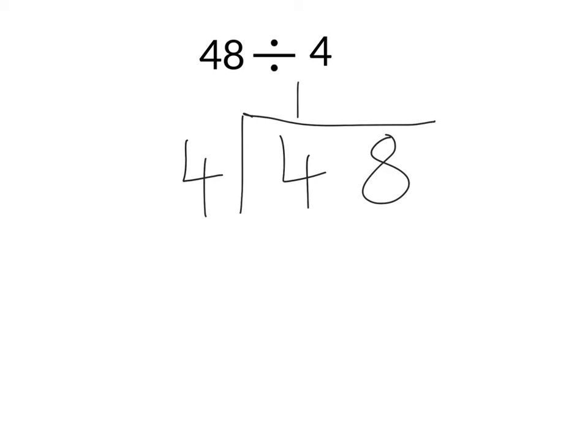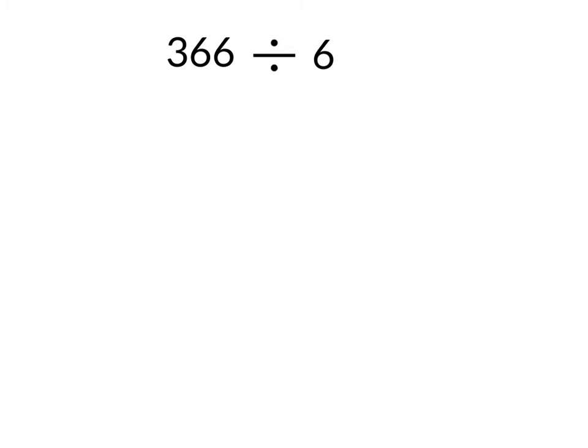And how many 4's go into 8? The answer to that is 2. So 48 divided by 4 is 12. So that's the bus stop method. We're going to look at a couple of different examples throughout this video to help you.